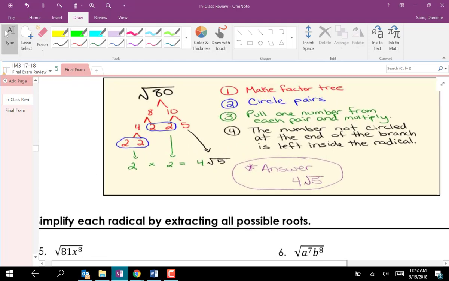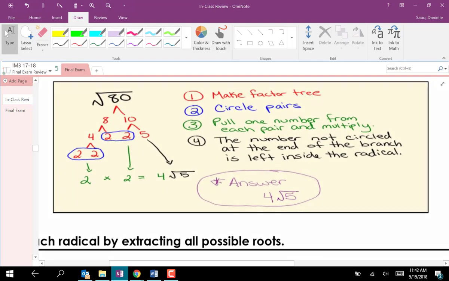Okay, right here, I thought it would be really helpful for you, because when I was looking over those 098 tests that you guys took, which should be back to you tomorrow, I felt like this would be helpful for those that struggle with radicals, which is the majority of you. Not all of you, but the majority. Number 1 was to make a factor tree. Number 2 was to circle your pairs. 3 was to pull out one number from each pair and then multiply. And 4, the number not circled, or a letter, needs to stay inside. So that's a breakdown if you struggled with this, which again, some of you did. Look and reference this if you need to for radicals.